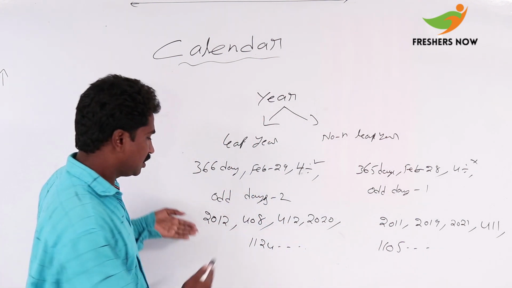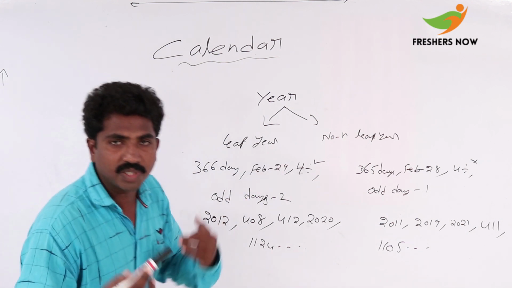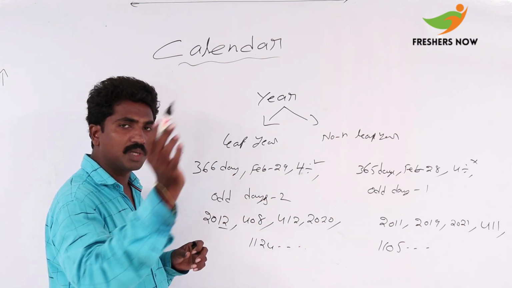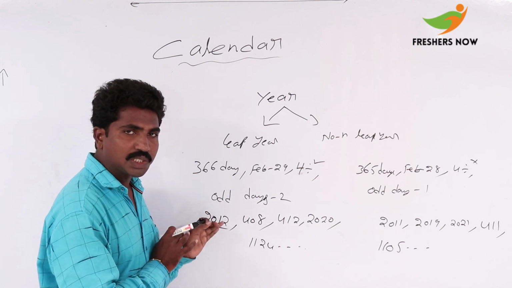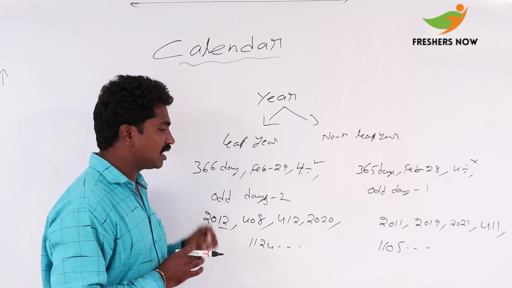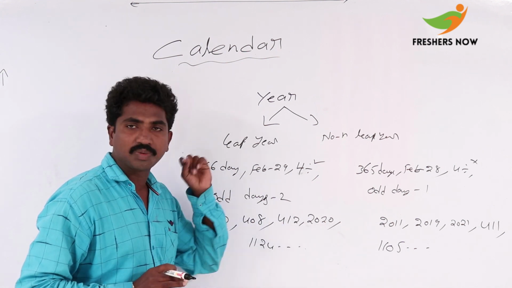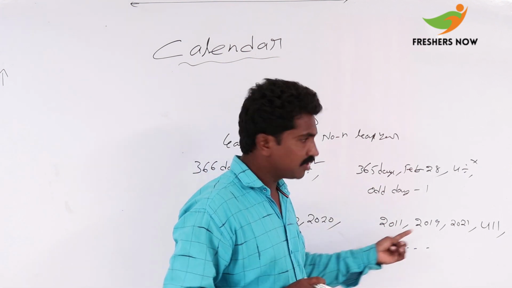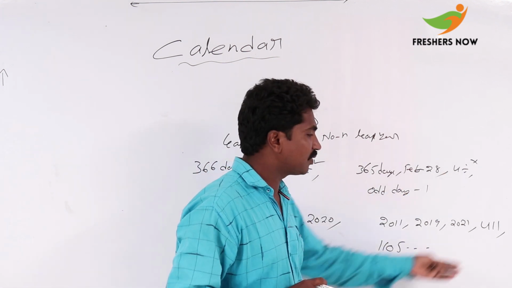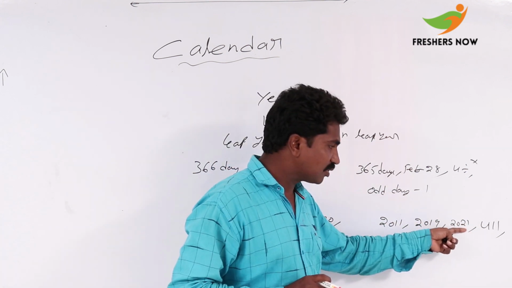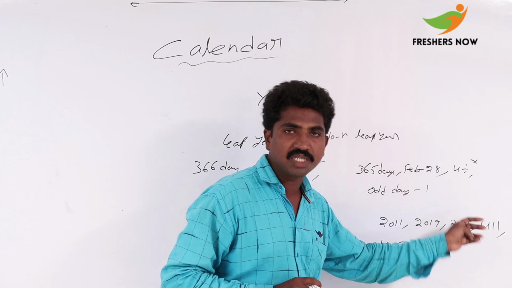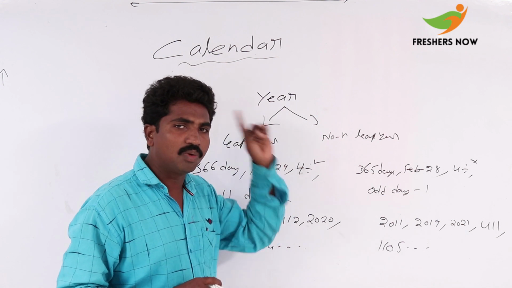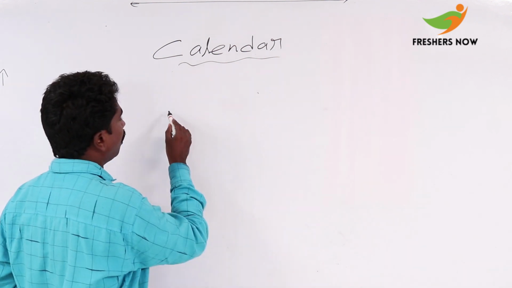We have already discussed that a leap year is divisible by 4. What is the divisibility condition of 4? If the last 2 digits are divisible by 4, the whole number is divisible by 4. Here 2012, the last 2 digits are 12. 4 divides 12, so this is a leap year. 2020, the last 2 digits are 20. 4 divides 20, so this is also a leap year. If you take 2011, the last 2 digits are 11. 4 doesn't divide 11, so this is a non-leap year. If you take 2021, the last 2 digits are 21. 4 doesn't divide 21, so this is a non-leap year.